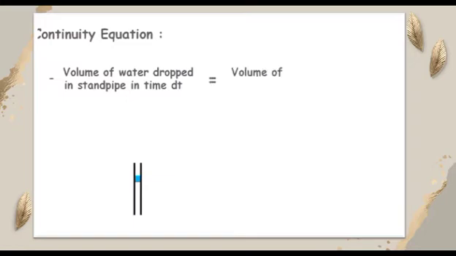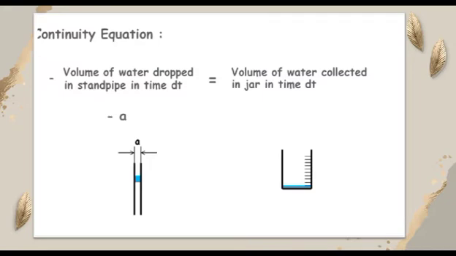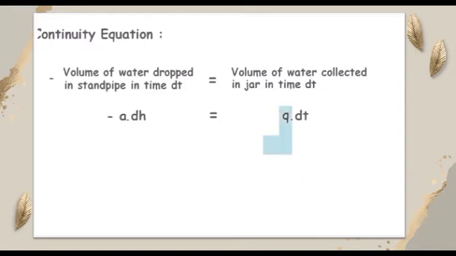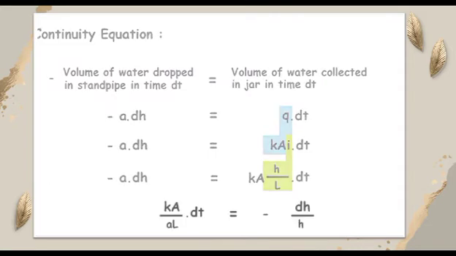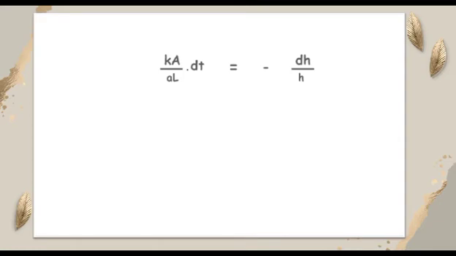So using the continuity equation, we can write that the volume of water dropped, or decreased (negative sign for the decrease), in the standpipe is equal to the discharge of water collected, or increase in the jar, through the outlet. The volume of water dropped in the standpipe is the area of the standpipe multiplied by the height of drop of water, and the amount of water collected in the jar is the discharge rate multiplied by the time interval. We can write the discharge rate by Darcy's law as this. The hydraulic gradient i for that instant of time was h over L.